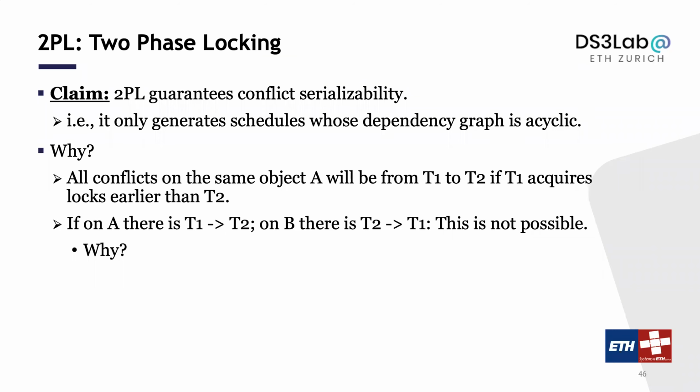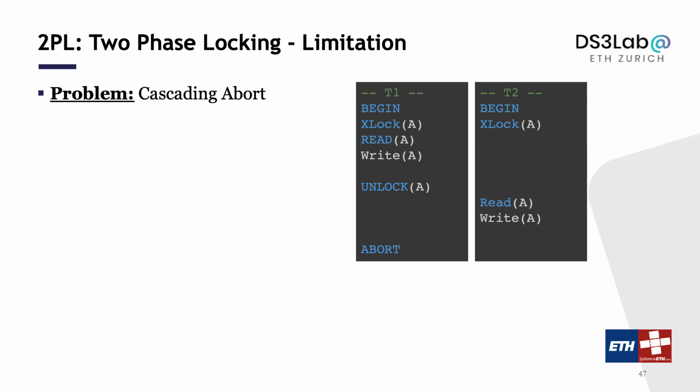So what is the problem here? If you think about this, there's one potential problem with two-phase locking called cascading abort. Here's one example. Assume you have two transactions, T1 and T2. If you look at this schedule, it is allowed in two-phase locking. T1 tries to get the lock, reads and writes A, unlocks A, and doesn't acquire a lock again. T2 is the same: I acquire a lock, I do something. So it's allowed in two-phase locking.